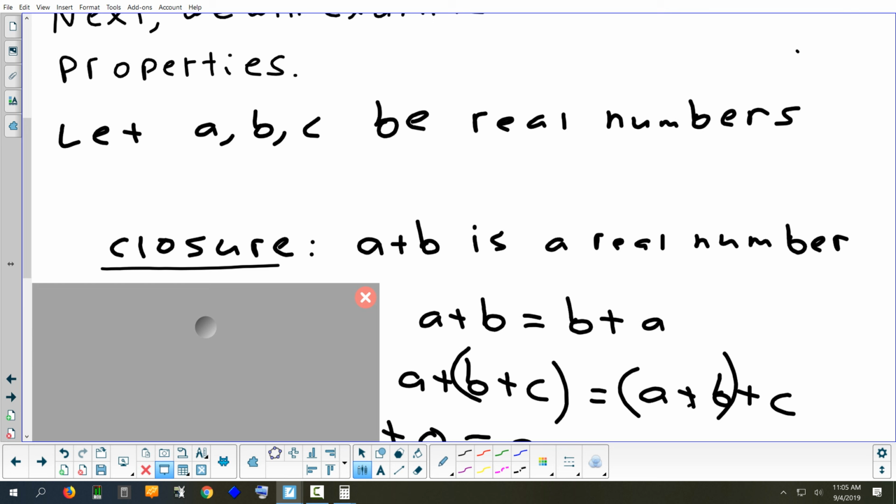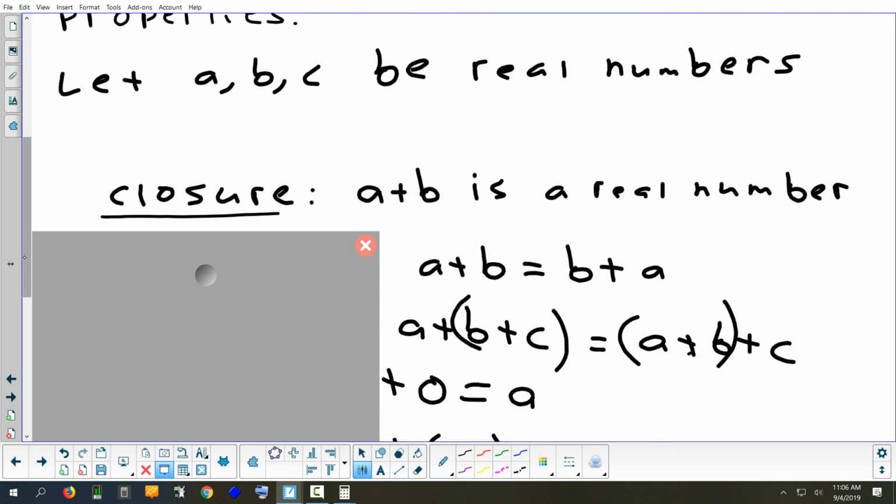If you add two real numbers, you always get a real number. If you subtract, you get a real number. Divide two real numbers, you get a real number. Okay? So closure is just that idea that whatever you start with, after you do the operation, you end up with the same type of number. Okay? That's called closure.